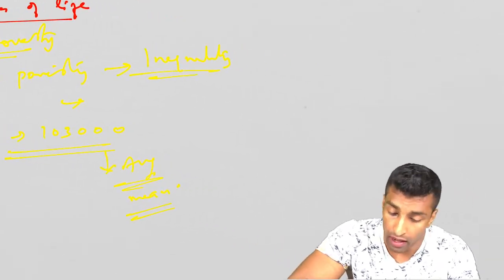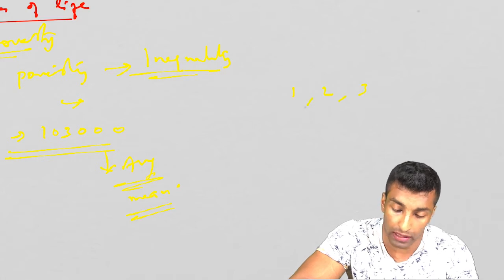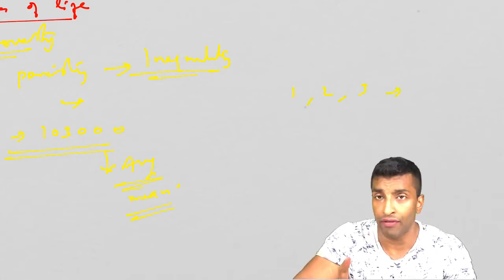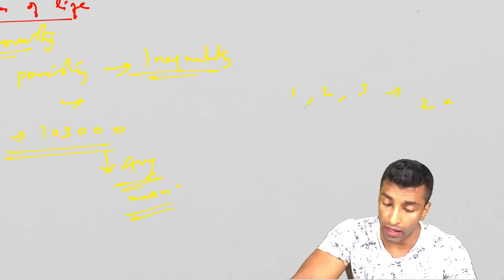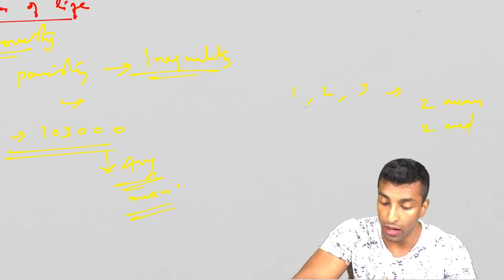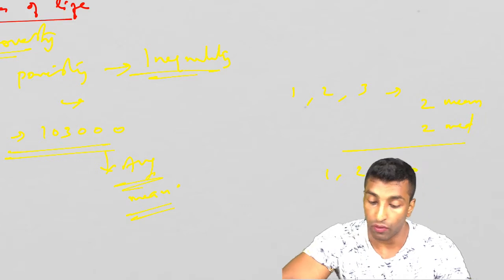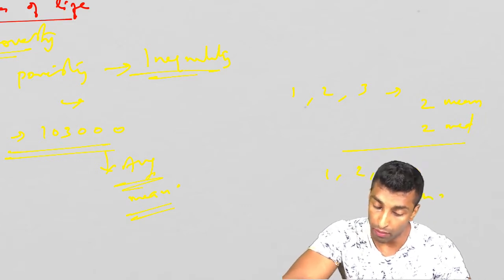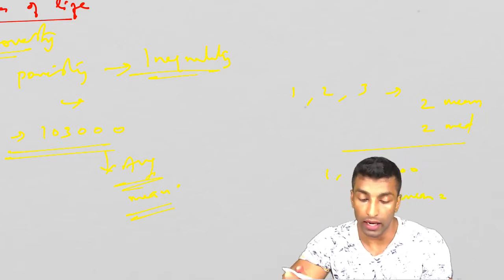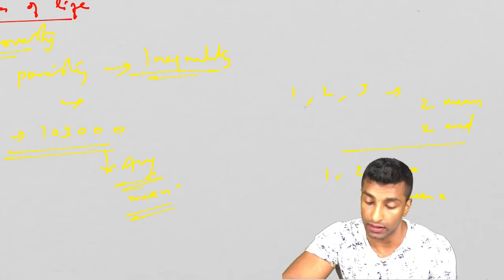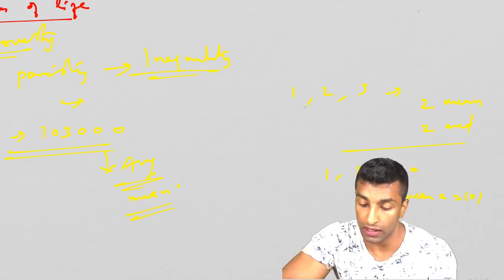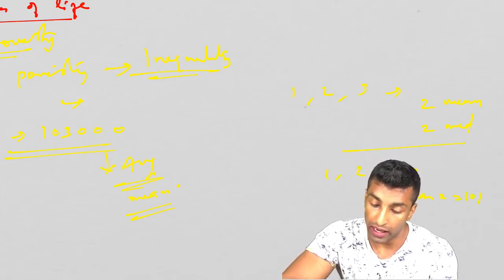For example, if you take 3 values, 1, 2, 3, what is the mean here? Mean is average, that is nothing but 2. Mean is 2. What is median? Median is the middle value, that is also 2. But if you take 1, 2, 300, then what is mean here? Mean will be 303 divided by 3, that is 101. 101 is the mean. But what is the median?